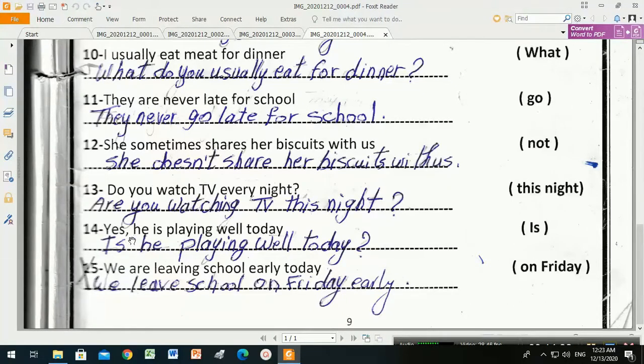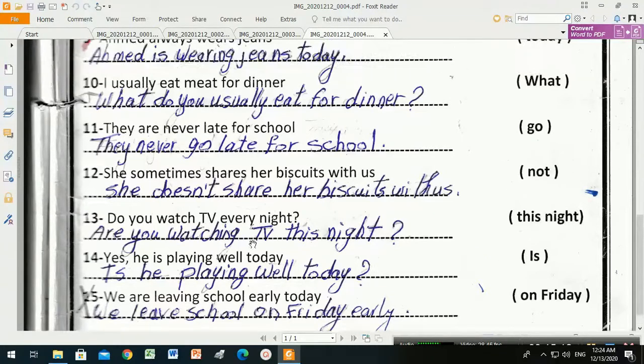Number 14, yes, he is playing well today. We will start with is. Is he playing well today? It's very simple. We make a scissor, we remove first yes and then we make a scissor. It will be is he playing well today? And the last one, we are leaving school early today. Between brackets on Friday. Okay, we leave. First step, we change or remove are and ing and today. It will be we leave school on Friday early. Okay.